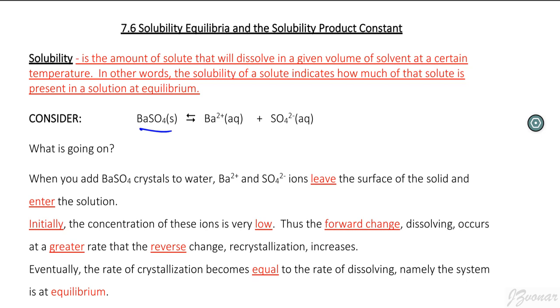Initially, the concentrations of these ions is very low, and so therefore the forward reaction, which is dissolving, is occurring at a much greater rate than the reverse reaction, which is recrystallization. Eventually, though, the rate of the recrystallization and the rate of dissolving is going to become equal. When this occurs, we say that this system is at equilibrium.